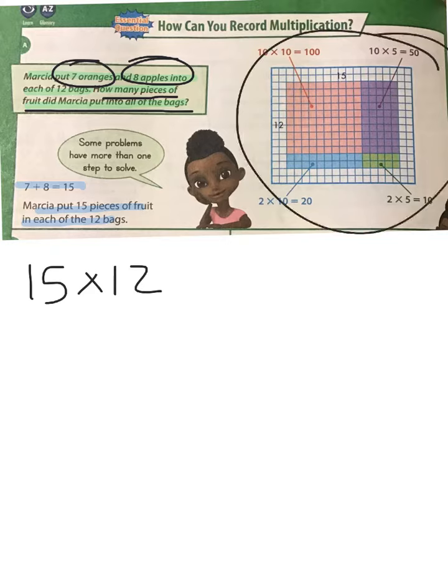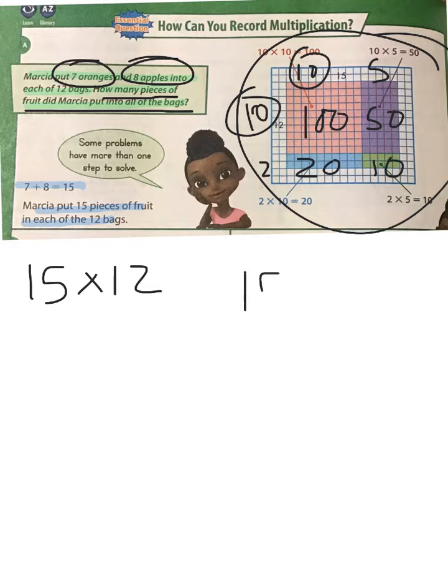If we look up here at the grid, this is exactly what we did yesterday. They have separated 15 into 10 and 5, and they separated 12 into 10 and 2. They multiplied 10 times 10, which is 100, then 10 times 5, which is 50, then 2 times 10, which is 20, and 2 times 5, which is 10. Then they just added all the partial products. We are going to show that in a new way today. So I'm going to write down 15 times 12 using an algorithm.